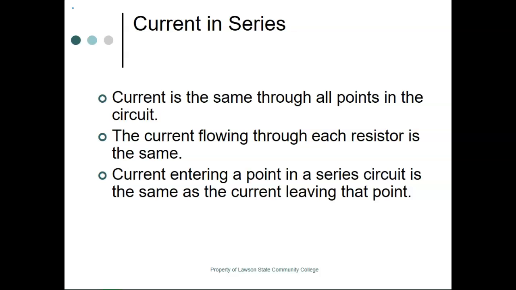So current is the same throughout a whole series circuit. There's only one path for the current to go. And current is all about the flow, right? It's all about going with the flow. There's a reason I'm emphasizing this, and that's because parallel is just the opposite. In series circuits, you have one path, one current. Parallel, you have multiple paths, multiple currents. Okay?